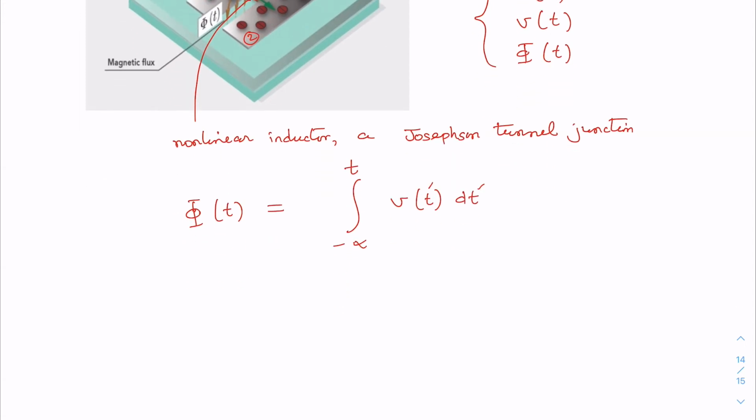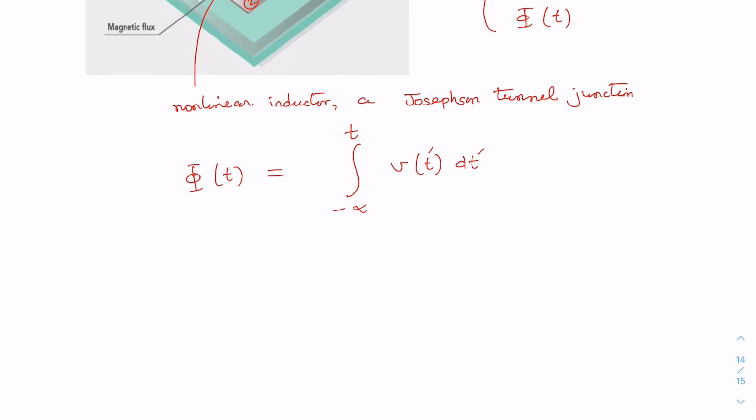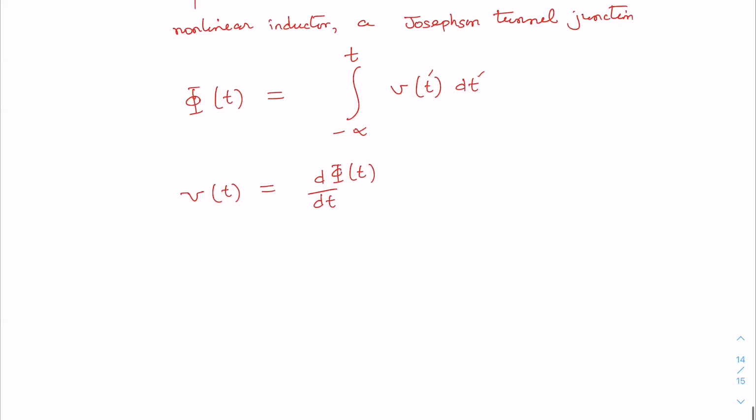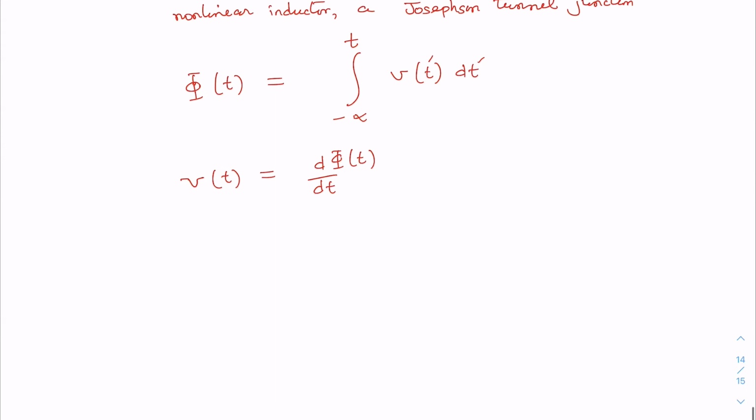So let me write it like this. Or we can express the voltage as the time derivative of the magnetic flux. From our previous classes, we know that this structure could also be represented by a circuit comprising a capacitance and an inductor. But here, as I said, the inductor is a nonlinear inductor. Generally it is represented by this symbol, and we have these two terminals.